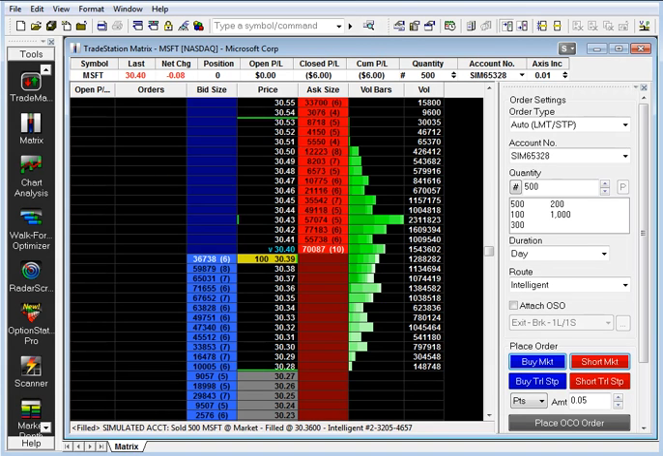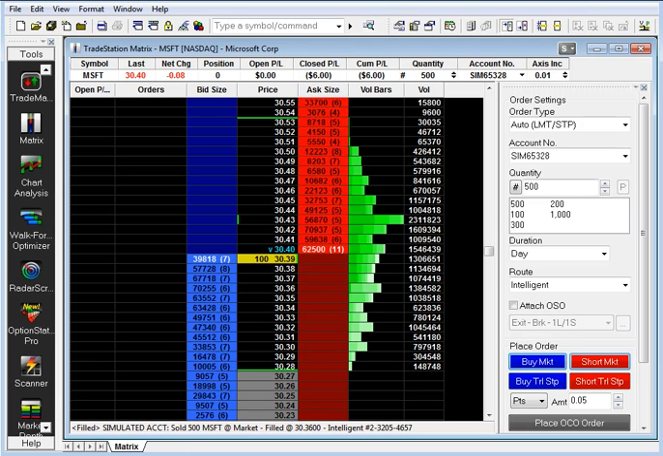A market order is an order to buy or sell at whatever the current trading price is at the time the order reaches the trading floor. To place a market order, click the Buy Market or Short Market buttons available in the trade bar on the right side of the matrix. If you're trading futures or forex, the Short Market button will be labeled Sell Market. The labels on these buttons will also change if you have an open position.